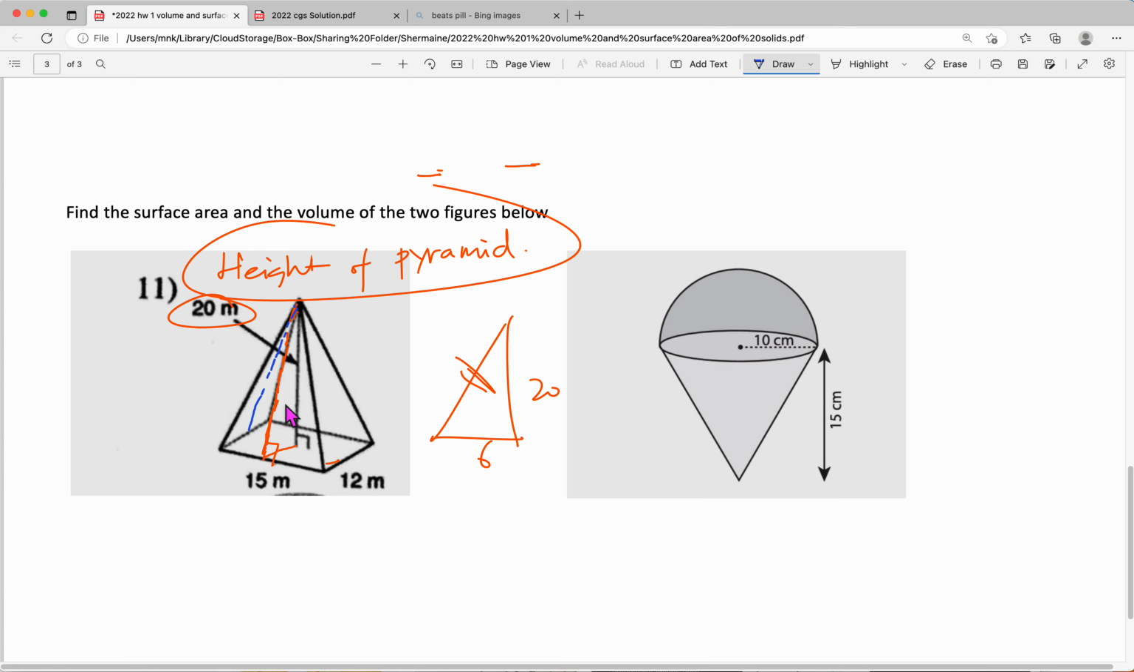So how do you get it? I ask how. You do which one first? Left. How do you get the left? Half times base times height. What is the base? 12. What's the height? 21.4. Very good. So that would be left.